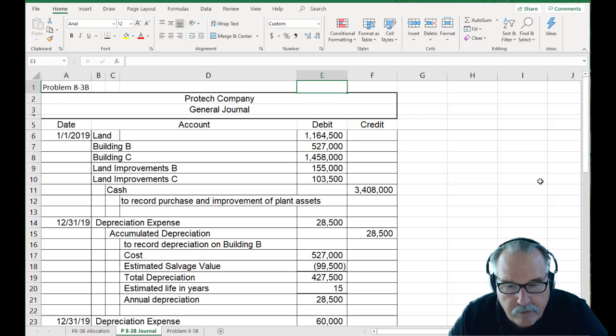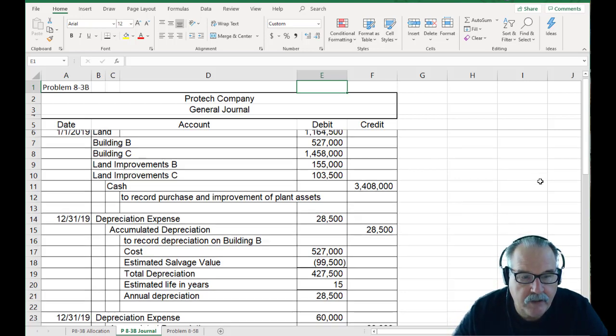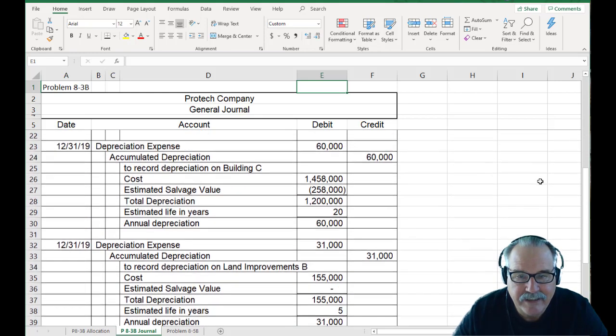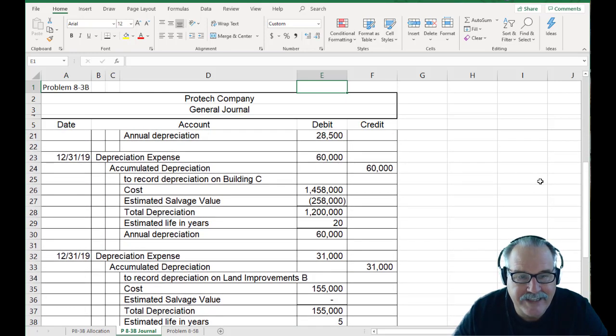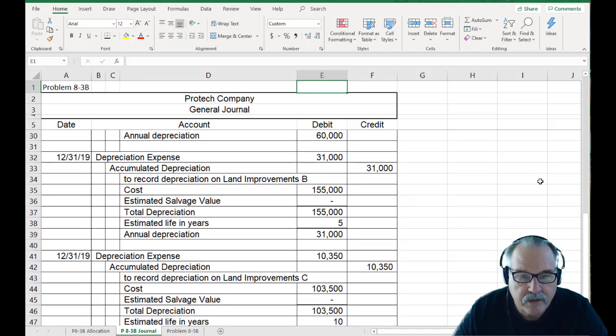Okay, I'm back, and here is the calculation of depreciation on building C. The annual amount is $60,000, debit depreciation expense, credit accumulated depreciation. On the land improvements B, it's $31,000. There's no salvage value and a 5-year useful life.